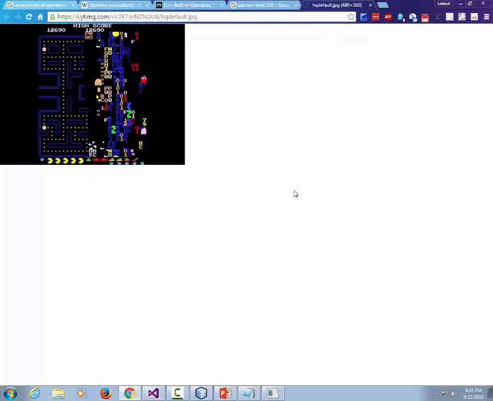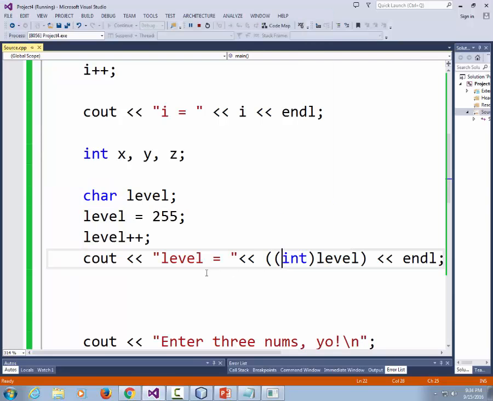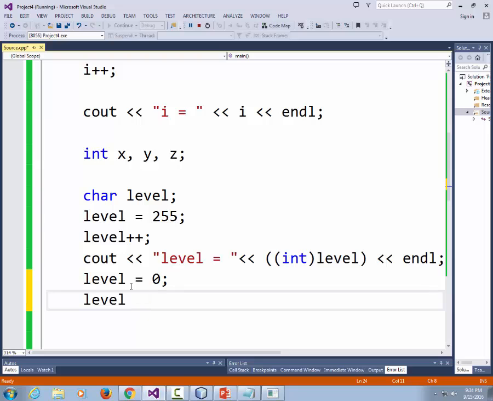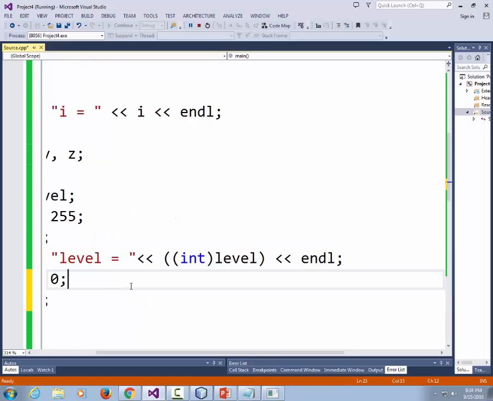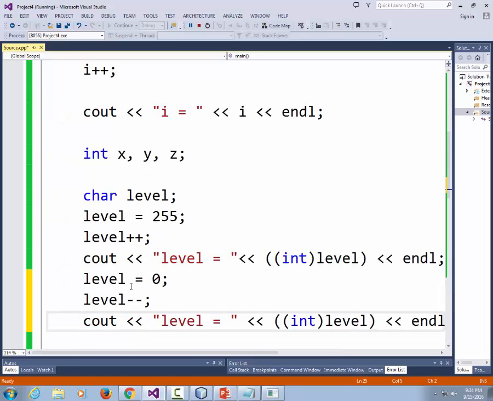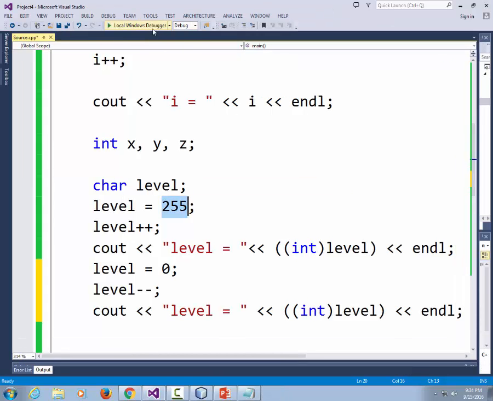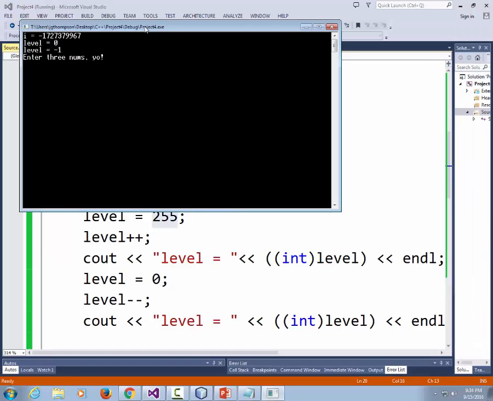Underflow is when data gets too small. If we are at level 0 and then we subtract 1 from it, level minus minus, you might be able to guess what it's going to turn back into. What's it going to turn into? Well, if 255 got increased and turned to 0, then when we take 1 away from 0, what's it going to turn into? Yeah, it's going to go back to 255. That's underflow. We have gone so low that the data type cannot support it anymore. Oh, look at that. It printed -1.